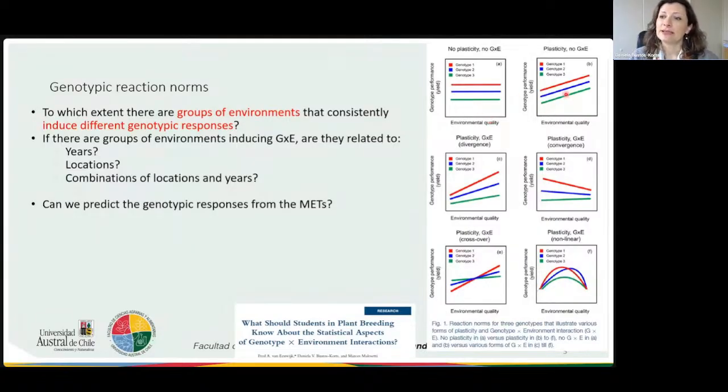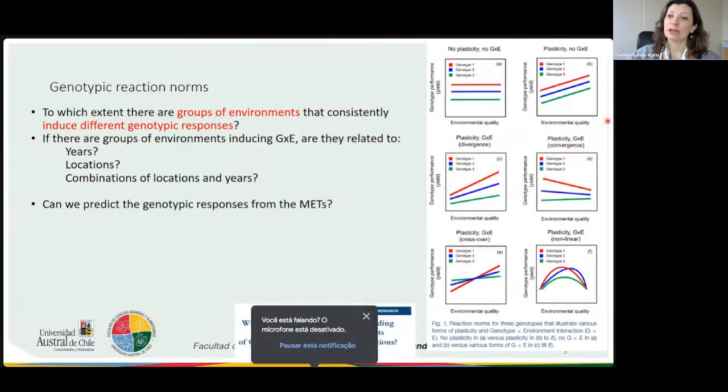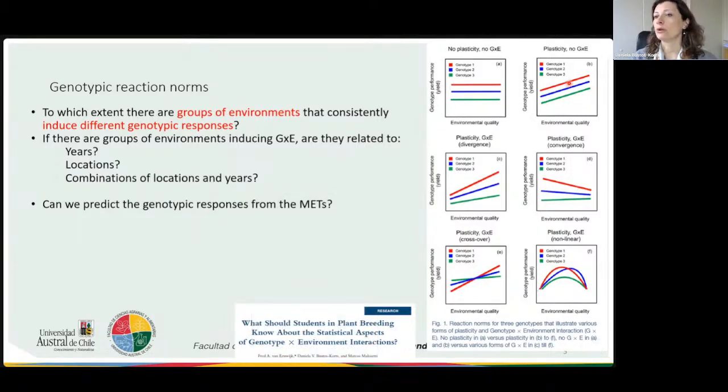Then we could have plasticity. If we change the environment, if we improve the environmental condition, we add fertilizer, water, whatever, the genotypes improve their yield, but everyone improves by the same amount. So we have plasticity because there was a phenotypic change, but there is no GBI. So we always prefer the red genotype, or genotype 1 in this case. And we have a lot more complex situations.